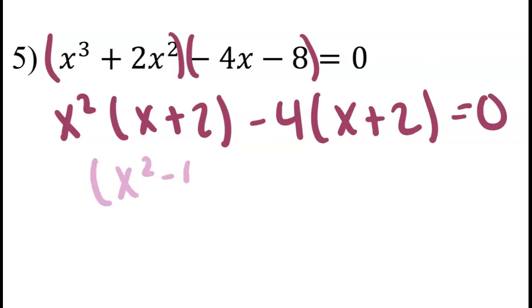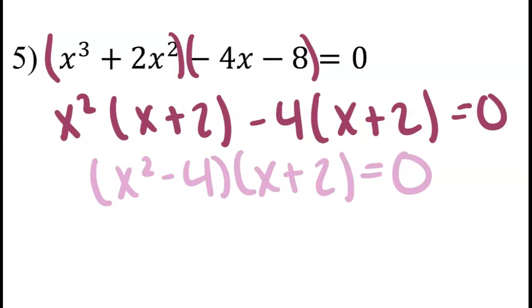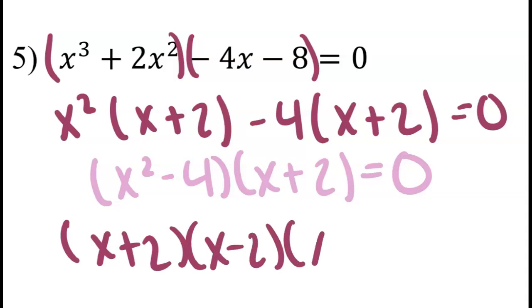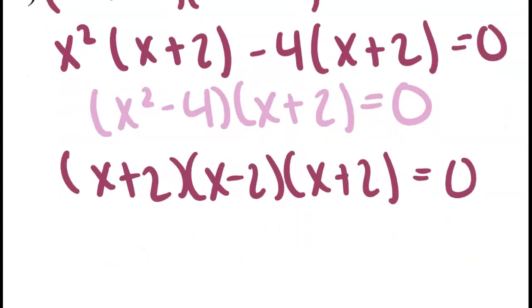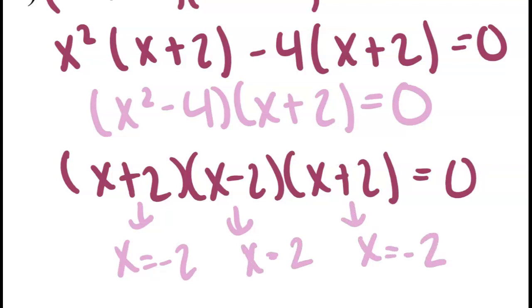That leaves me with x squared minus 4, and x plus 2 equals 0. Continue factoring. I see the difference of perfect squares, so I've got x plus 2, x minus 2, x plus 2 equals 0. So it was degree 3, which means I need to find 3 solutions. Well, I've got from this one, x equals negative 2, x equals 2, and x equals negative 2. So I do have 3 solutions. This negative 2 is happening 3 times. We'll talk more about what that means, but those 3 solutions are negative 2, 2, and negative 2.